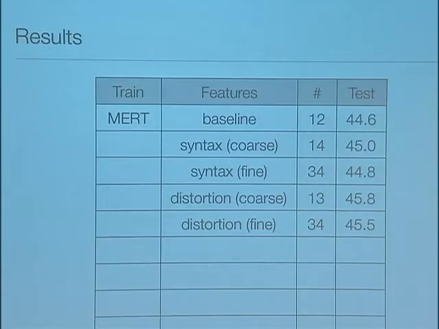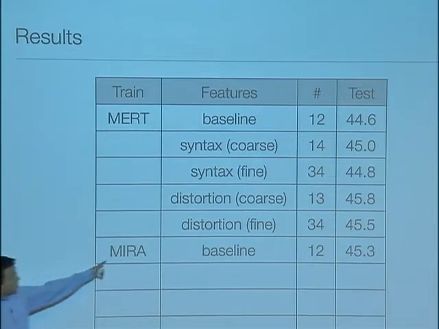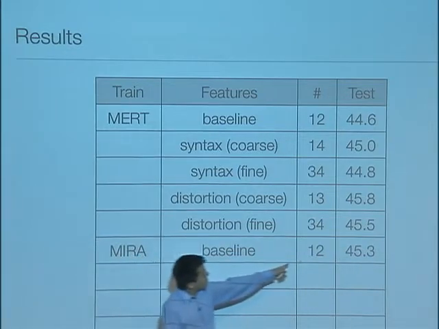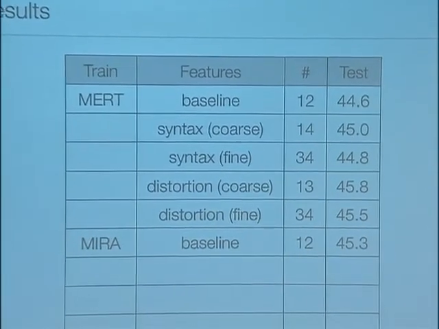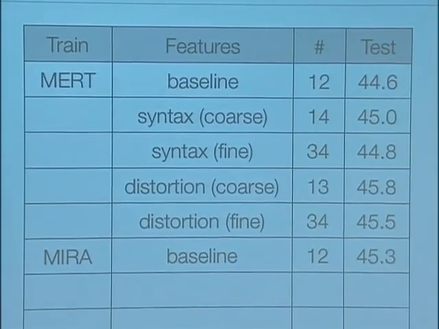So these are the numbers that you've seen before. With MERT, we start at 44.6. Syntax helps, but using the fine-grained syntax features doesn't help as much. And using the distortion model helps, but using the more fine-grained distortion model doesn't help as much. So when we run MIRA on the same 12 features, actually we get a higher score on this test set than we did with MERT. And that's significantly better.